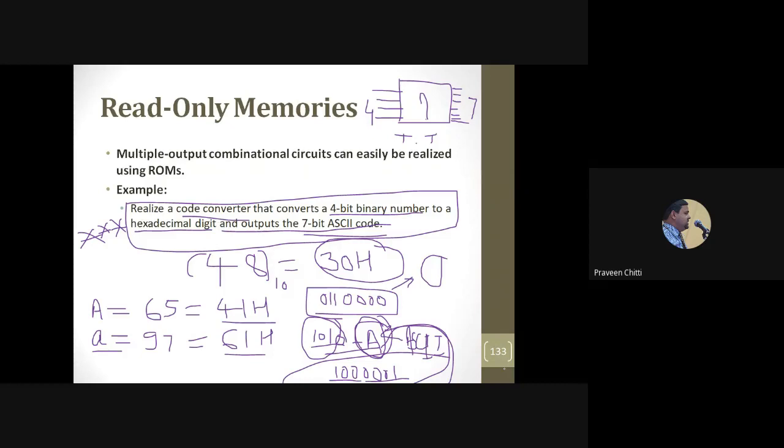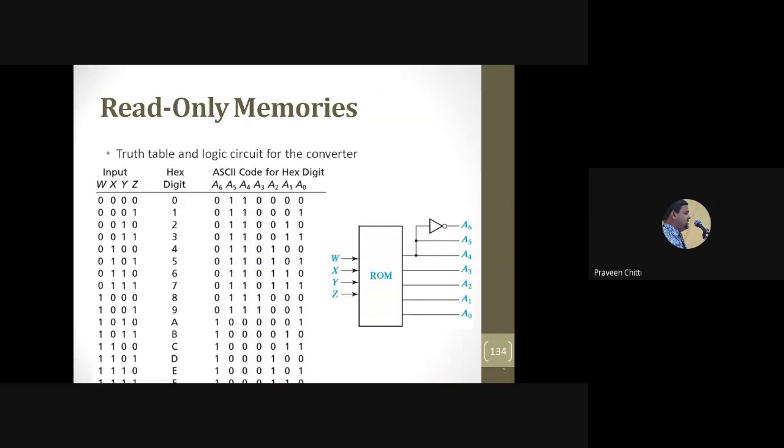So can you tell me what the truth table should consist of? 4 inputs, and how many outputs? 7 outputs. And that 4-bit input you can represent by one hexadecimal digit first, and then that hexadecimal digit should be represented by 7 output lines. That is what is shown here. You can check. The inputs I have represented as W, X, Y, Z, or A, B, C, D, or P1, P2, P3, P4, anything you can write. And how many outputs have I shown? 7 outputs.